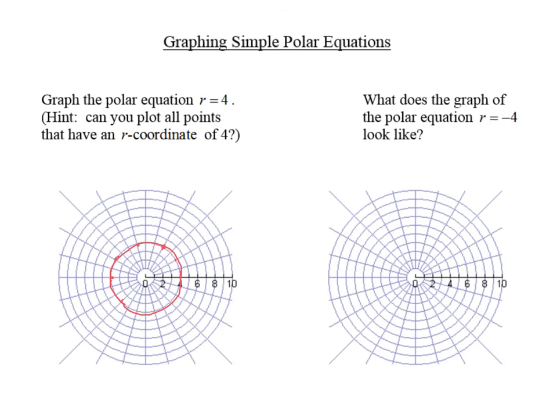Now what about the polar equation r equals negative 4? Would that be any different than what you just plotted? Certainly not, right? Because every one of these places that we plotted before that had an r value of 4 could also have been a place where we had an r value of negative 4. So we basically get the same graph no matter whether the r is positive or negative.